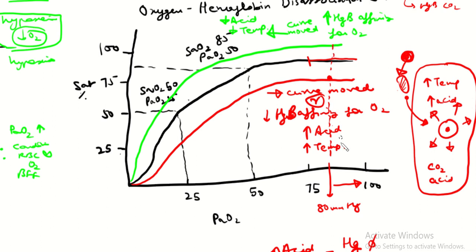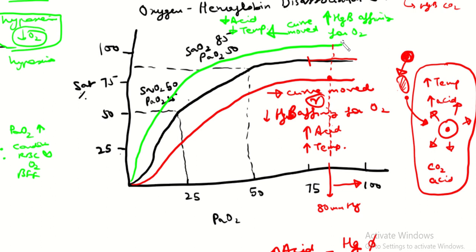And again, if you think of the curve moving to the left, with a partial pressure of oxygen of 80, hemoglobin, our red blood cells, and oxygen become best of friends, so the saturation is much higher. That's exactly what you're expecting.